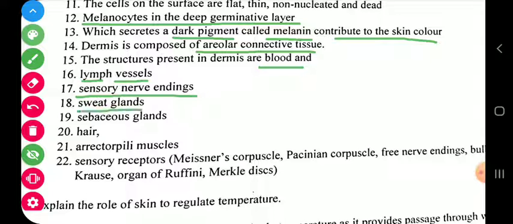We sweat, all of us. Then we have sebaceous glands. What else? We have hair. We have erector pili muscles. We have sensory receptors. Now all this is contained where? In the dermis, right? Remember that. The structures present in the dermis: we have lymph vessels, sensory nerve endings, sweat glands, sebaceous glands, hair, erector pili muscles, and sensory receptors.